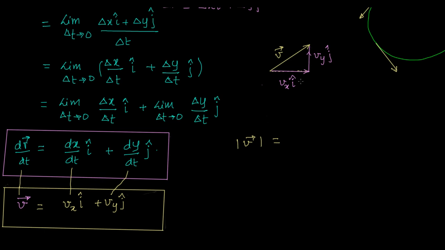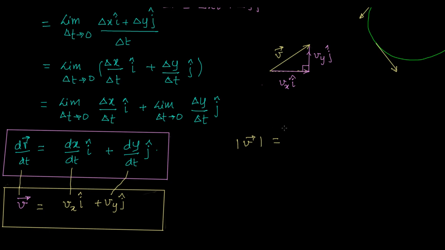Now what happens here? Vx multiplied by i cap has this length as Vx. Vy multiplied by j cap has this length as Vy. Scalar multiplication: this length is 1, and it gets multiplied by Vy, so 1 into Vy is Vy. This length is 1, multiplied by Vx is Vx. So this is essentially a right triangle with Vx and Vy as the base and the perpendicular.